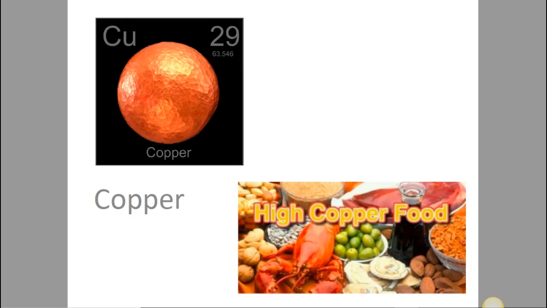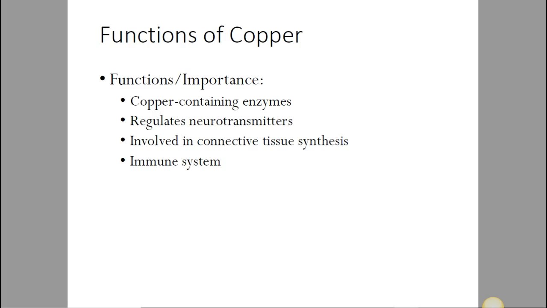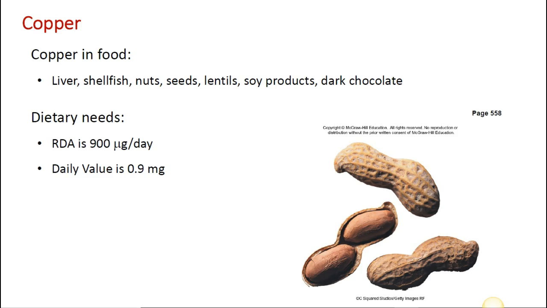The next trace mineral we'll discuss is copper. It is a component of various enzymes. It's involved in the regulation of neurotransmitters, connective tissue synthesis, and also immune function. We find it in a variety of foods, including liver and shellfish, also plant-based sources such as nuts, seeds, lentils, and soy products, and also dark chocolate.